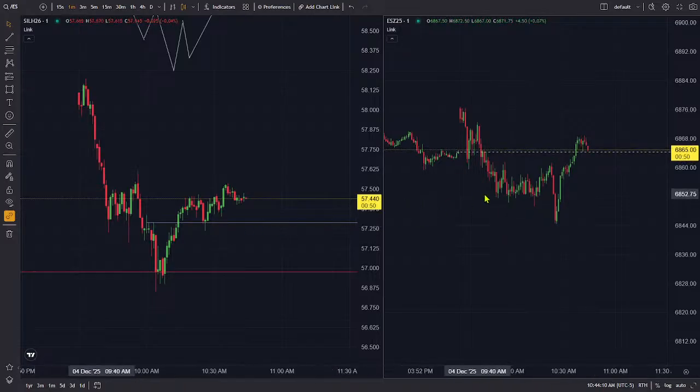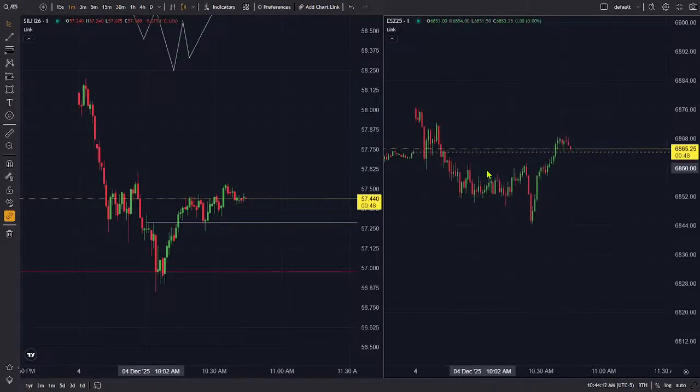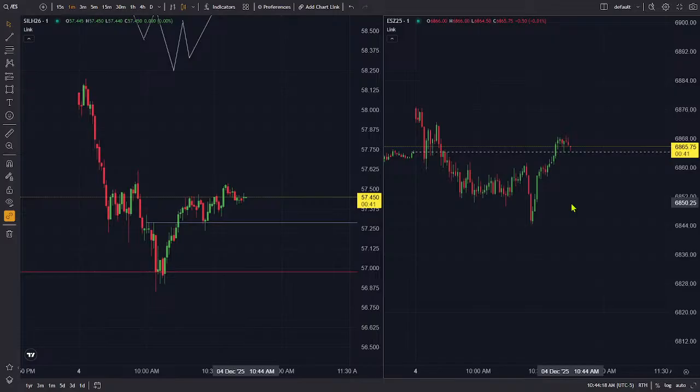This is where I've been screwing up. I'm thinking, okay, we've validated the breaker, we pulled away the fair value gap, and I'm getting in right here only to see it come down and make a higher low, and then I get stopped out. So I'm really going to be demanding that it tries to push lower and fails here, and I just won't even take a trade if it doesn't.